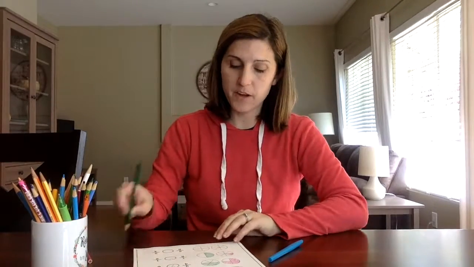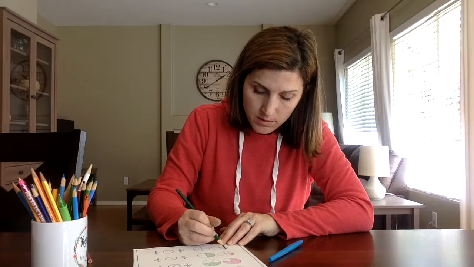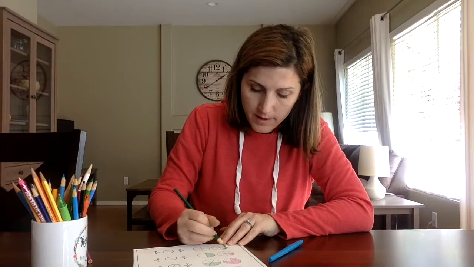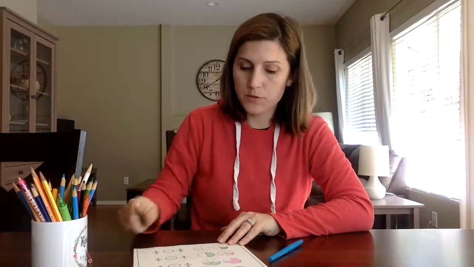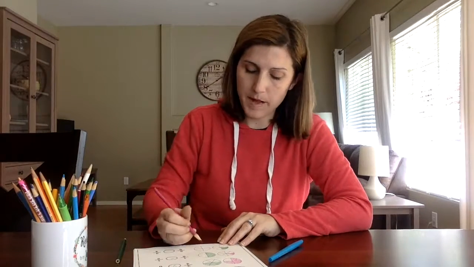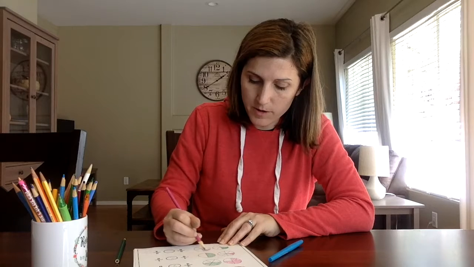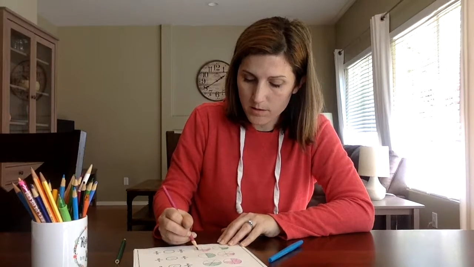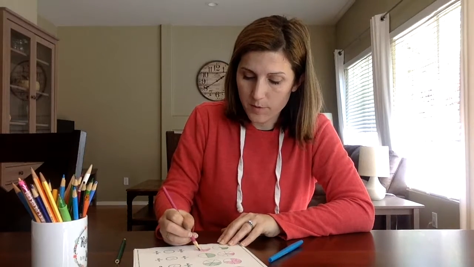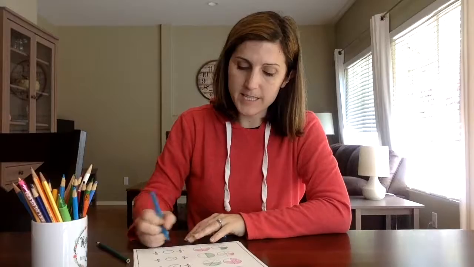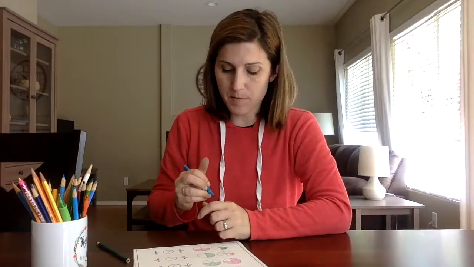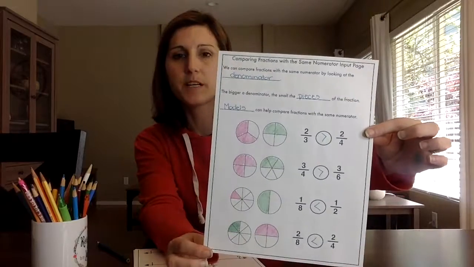Last example here, I've got 2/8. Color that in. And 2/4. Oops, I did it backwards. That's all right, doesn't matter. So you'll see my colors flipped. I wasn't paying attention. All right, and I can see that 2/8 is definitely smaller or less than 2/4. So this is what your page should look like.